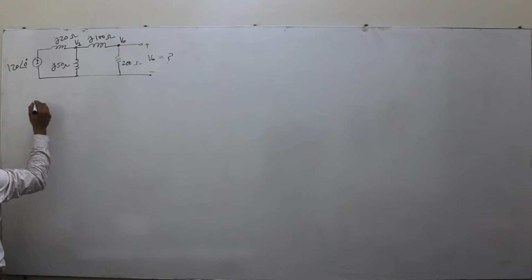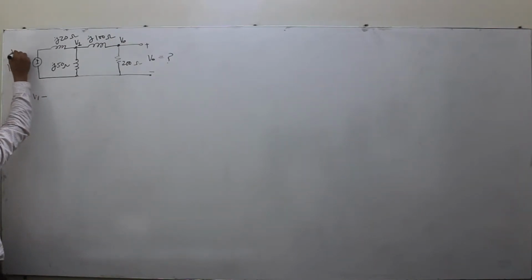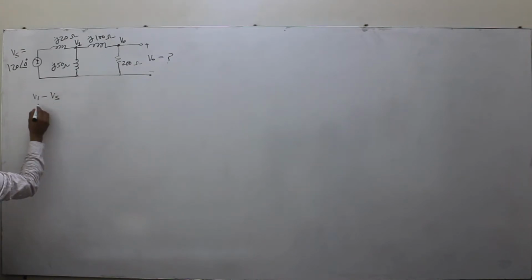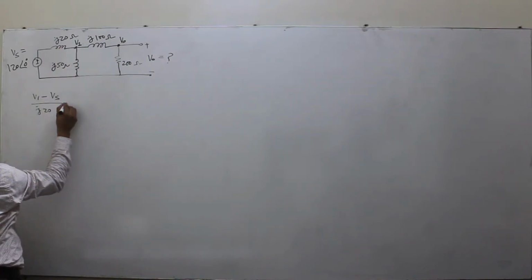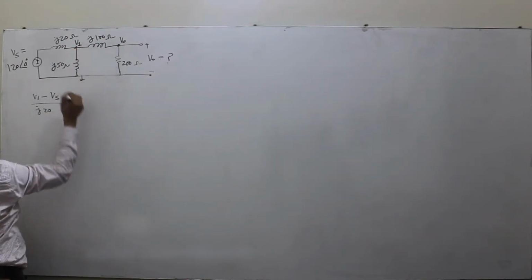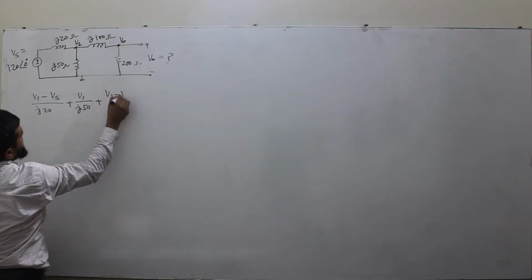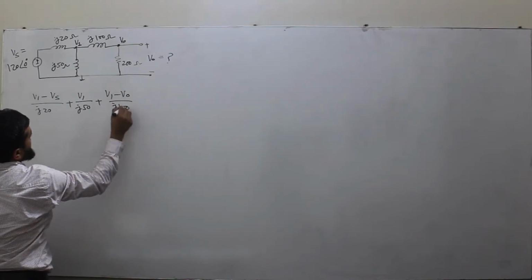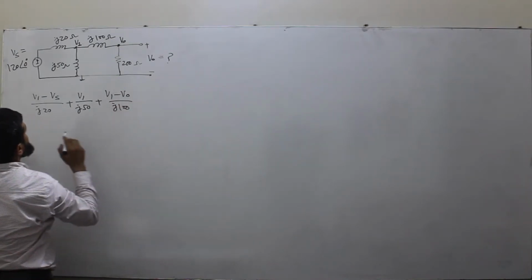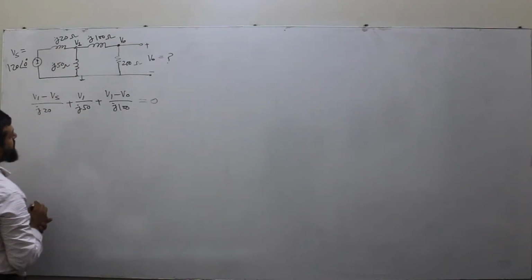So according to Kirchhoff's current law, V1 minus this voltage, which we can also give the name V source, Vs, divided by j20, the impedance between these two sources, and then V1 divided by j50, and then V1 minus V0 divided by j100. So you see this node has 3 elements connected, so we set these 3 equal to 0.